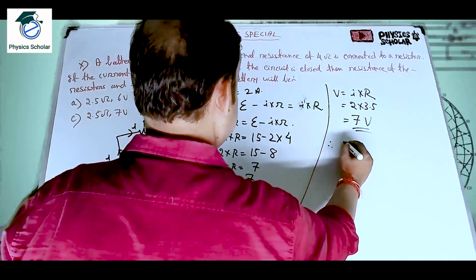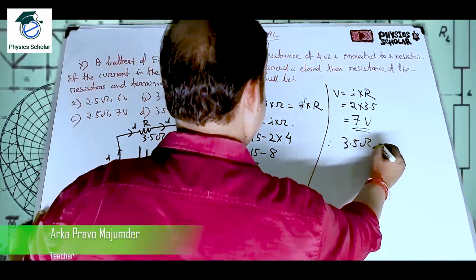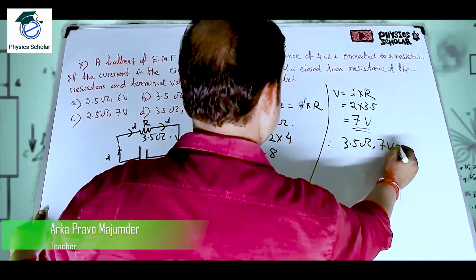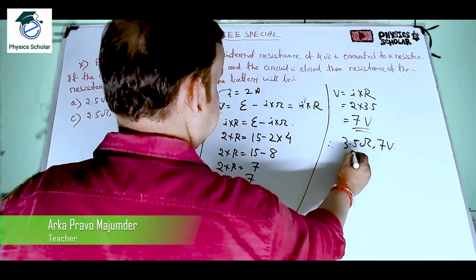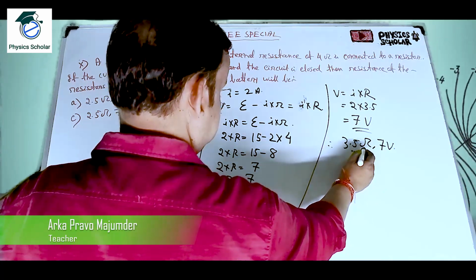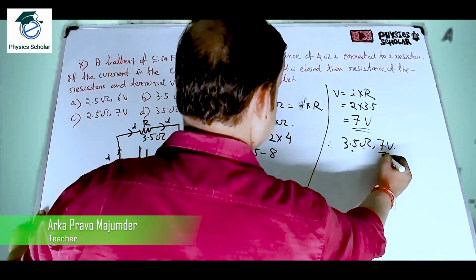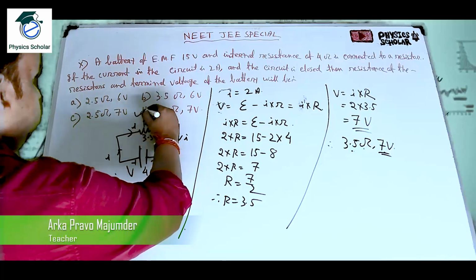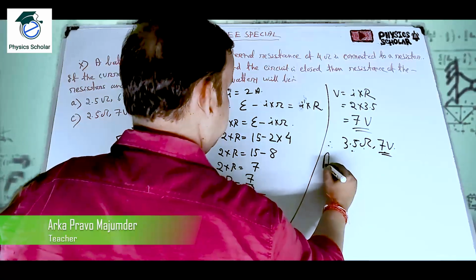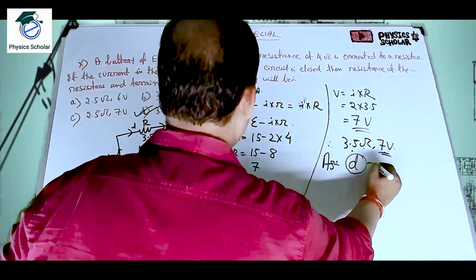That means the circuit resistance is 3.5 ohms and the terminal voltage is 7 volt. So 3.5 ohm and 7 volt. So option D. So the answer will be option D. That will be correct. Clear?